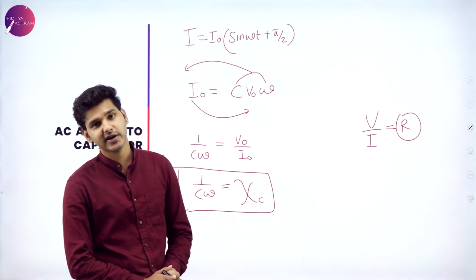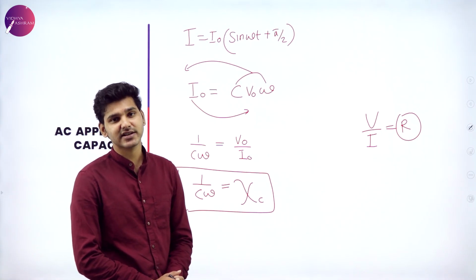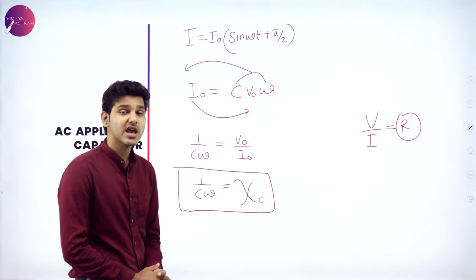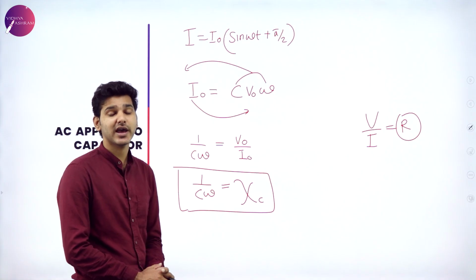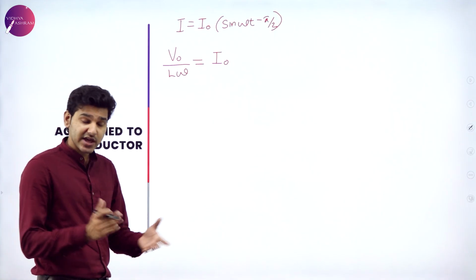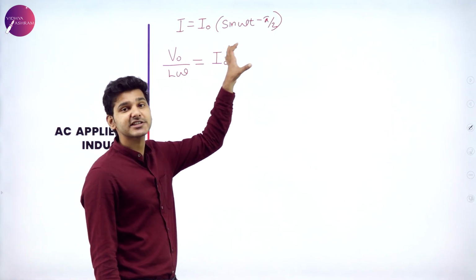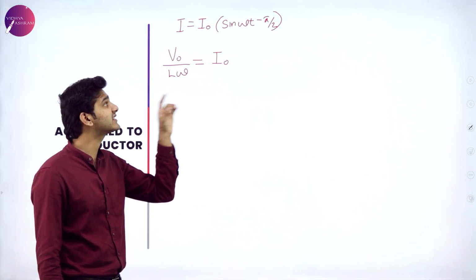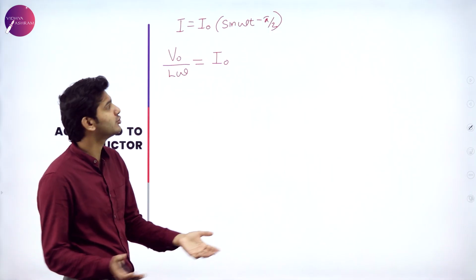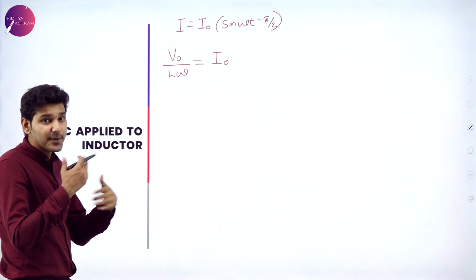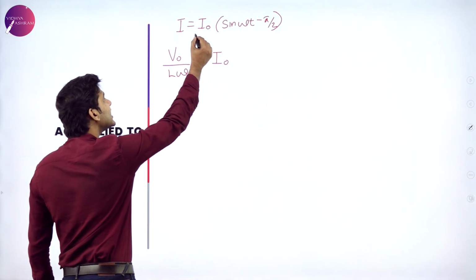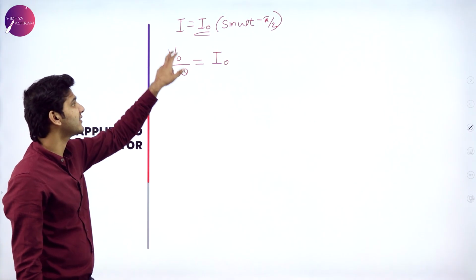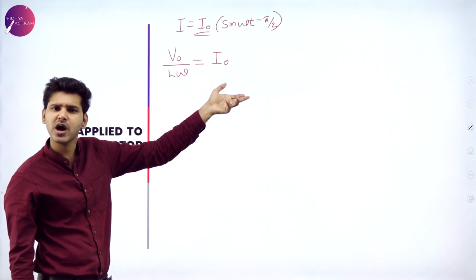Similarly, we also have to find the reactance of a purely inductive circuit, or simply the reactance for an inductor. Again, we know that current is expressed as I is equal to I naught sine omega t minus pi by 2. From that expression, we know that I naught can be expressed as V naught by L omega, that is V naught by L omega is equal to I naught.